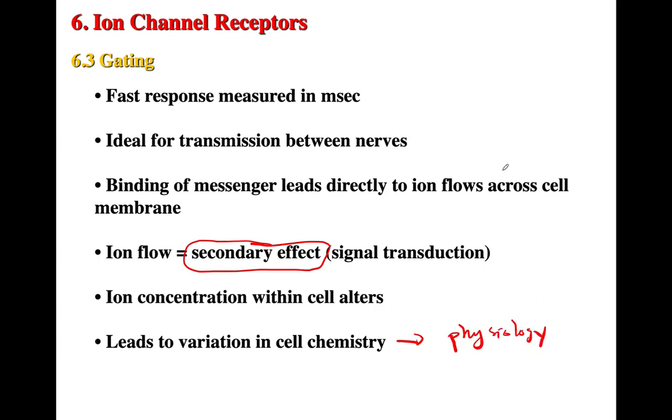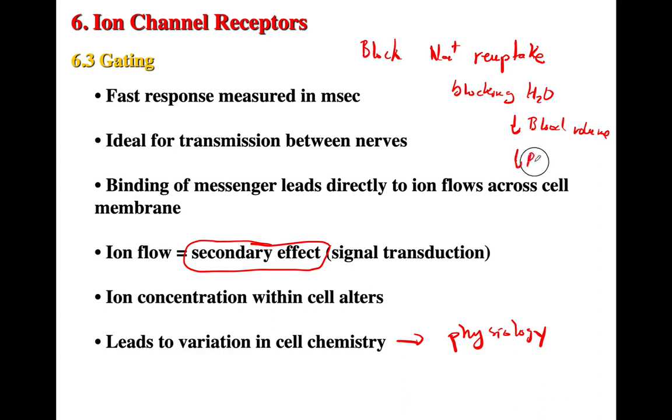Physiology. Let's suppose that you block sodium reabsorption, sodium reuptake in the kidney. If you block sodium reuptake in the kidney, that means you are also blocking water, because water follows sodium. If you're blocking sodium, you're blocking water. You're reducing blood volume, you're reducing blood pressure. So not only does it change the variation in cell chemistry, it also changes the physiology of the whole body.